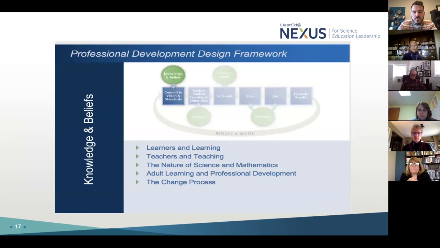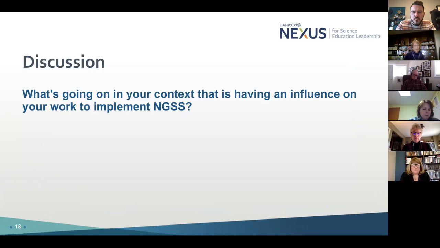And yet, these are the 5 areas that we think are most critical to be thinking about when you begin to design. How are we making sure that what we know about learners and learning is reflected in our work, teachers and teaching, and these other areas? So we really start there with thinking about, and that informs the vision and standards that we set for the professional learning. And then we move to our second input.